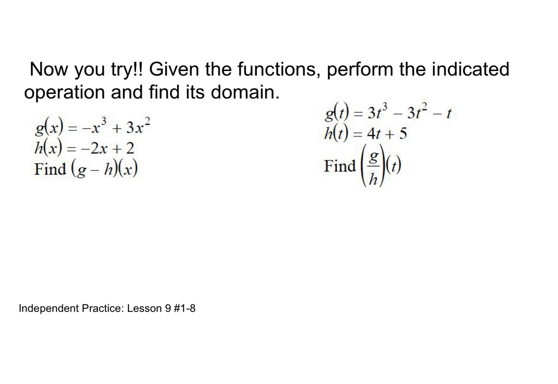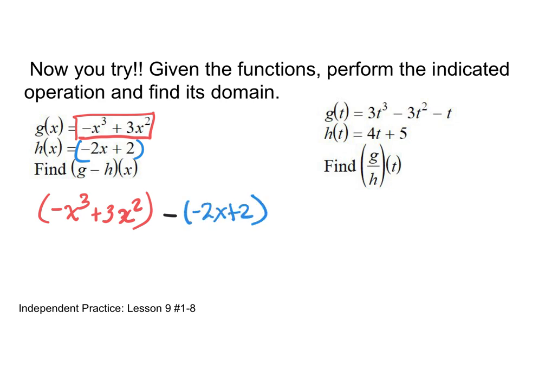So again, I want to be careful with my writing. We are going to subtract negative x to the third plus 3x squared minus negative 2x plus 2. Now you have to be careful here because with this minus, we have to distribute before we can combine any like terms. So this really means plus 2x minus 2. And now I can drop my parentheses.